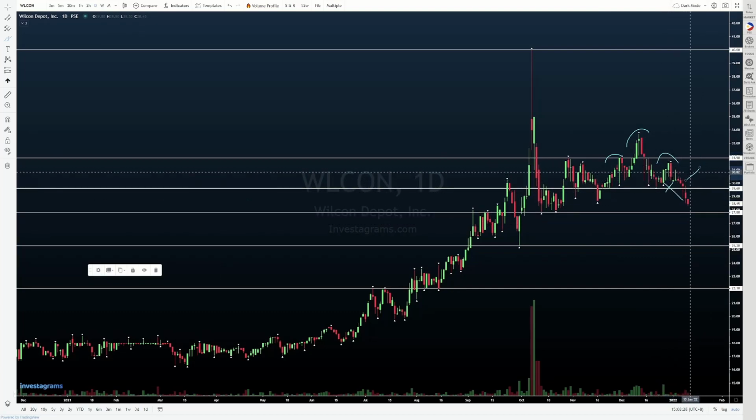Diba? Etong candle na to medyo lumaban pa eh. We closed above. Next candle, we traded beneath it, tried to move above. Diba? Nauntog, ayaw. Then we rolled over. Tapos, we closed beneath this previous swing low. So now, it looks like price is trying to target tong 27.8 na support.